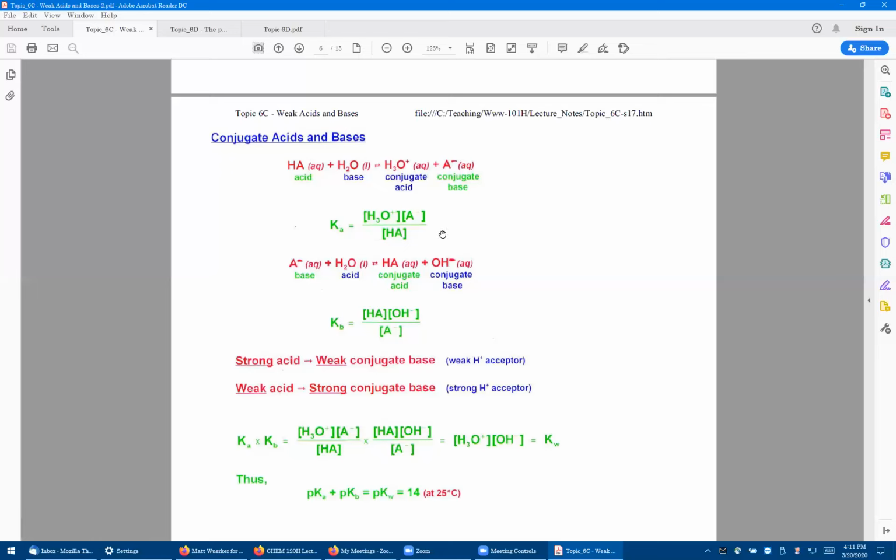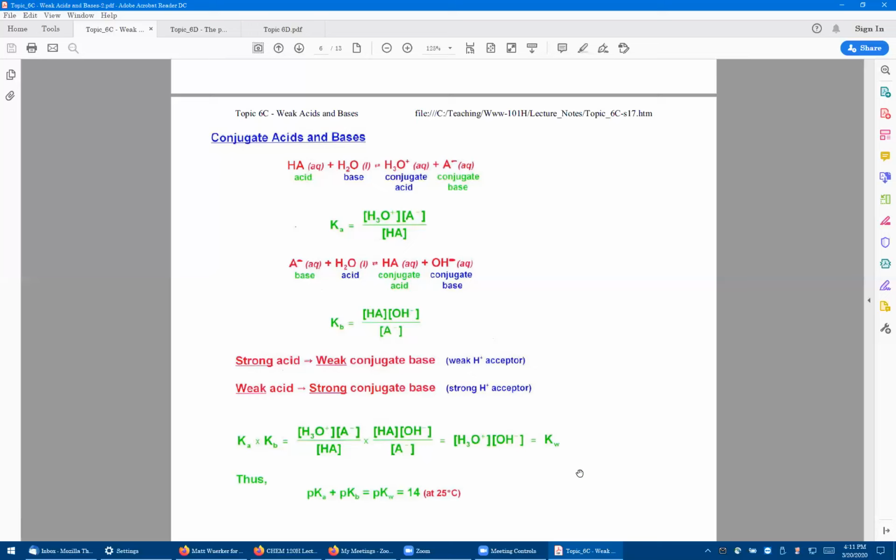So the Ka here times the Kb of the conjugate base, we can multiply those two together. That's just this expression times that one. And you'll notice that what happens, of course, is the A- concentrations cancel, the HAs cancel, and all we're left with is hydronium ion times OH-, which is Kw, as we've seen before. And we know what the value of Kw is.